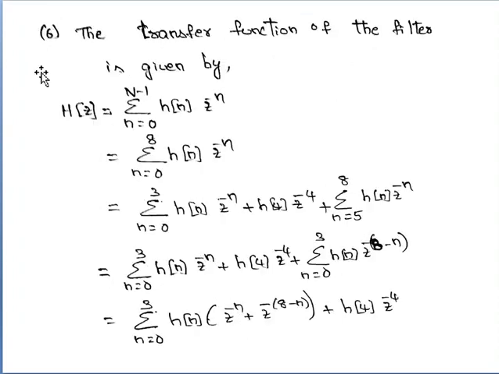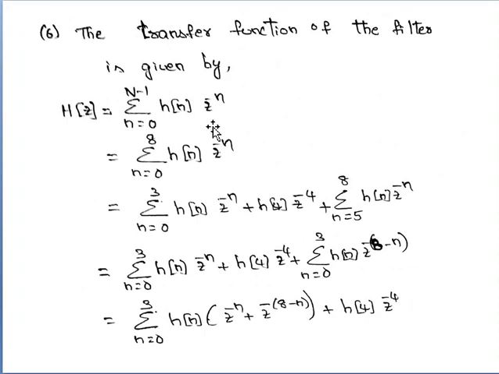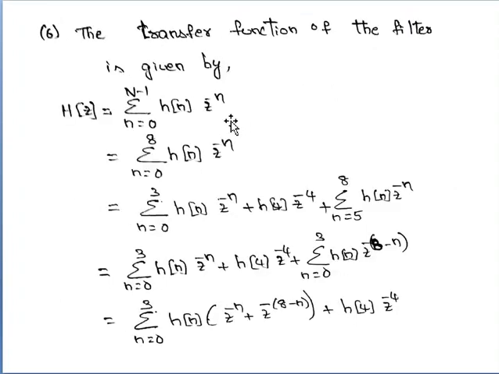Now the next point is point 6. That means finding the H of z. So H of z is equal to the summation of h of n z power minus n. Here I have to realize the filter.